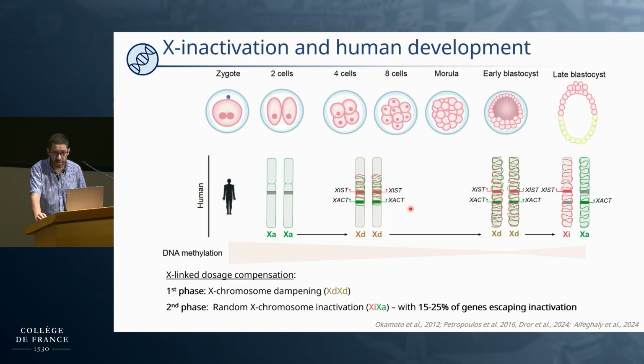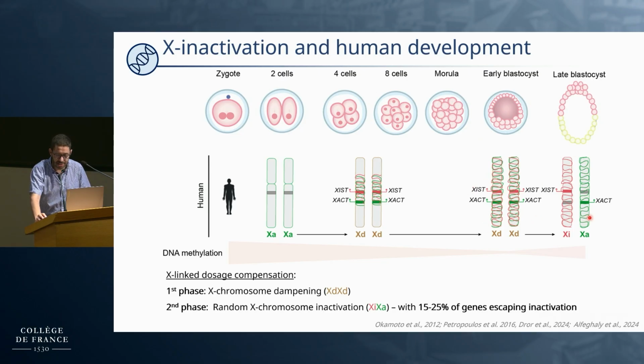X inactivation is developmentally regulated, and mammals have evolved different distinct strategies to balance X-linked gene dosage, especially in early development, as we saw, for example, from the talk just before. In humans, initially we have two active X chromosomes, but at around that cell stage XIST comes on the two X chromosomes and leads to a temporary reduction in gene expression, a process called X chromosome dampening, fully in place at the early blastocyst.